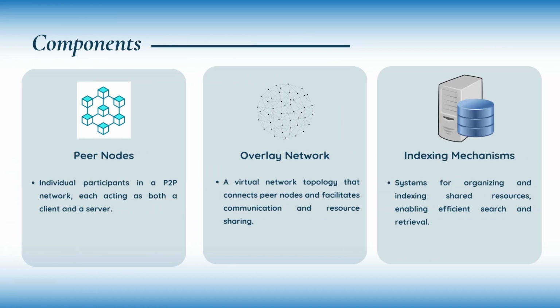Here are some of the key components of a peer-to-peer system. Peer nodes: individual participants in a peer-to-peer network, each acting as both a client and a server. Secondly, overlay networks: a virtual network topology that connects the peer nodes and facilitates communication and resource sharing. Lastly, indexing mechanisms: organizing and indexing shared resources enables efficient search and retrieval.